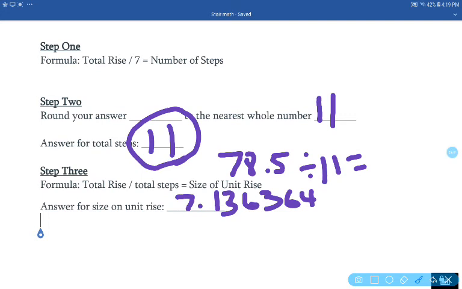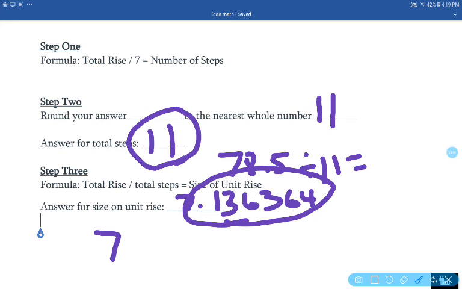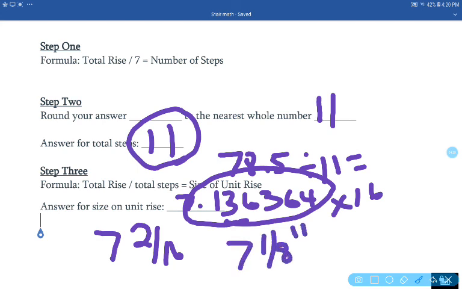That is the answer. What we then have to do is convert this into a measurement. So it's going to be 7 inches, but we'll take this remainder here and multiply it by 16. And we're going to get a number, and that number is going to be 2 point. If we take that remainder times 16, we get 2.181818 as an answer. Well, that rounds to 2, and we put it over 16. So the answer is actually a 7 1/8 inch unit rise.